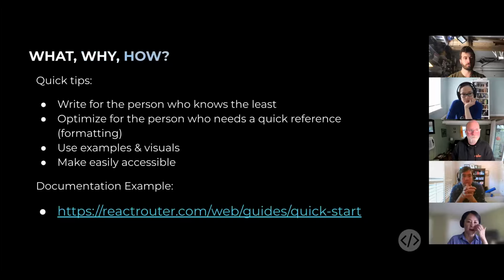So, quick tips for how to write really good documentation. You want to write for the person who knows the least. You want to be clear and thorough, but also optimize for the person who needs a quick reference, because the nature of our job is that there's just not enough time for everything. If I can come back, do a quick scan, and find what I need, there's a higher chance of someone using the documentation. So use examples and visuals, and also make it accessible.